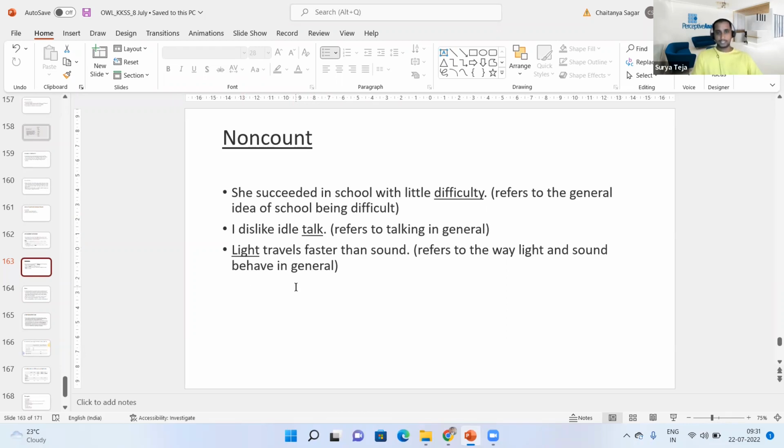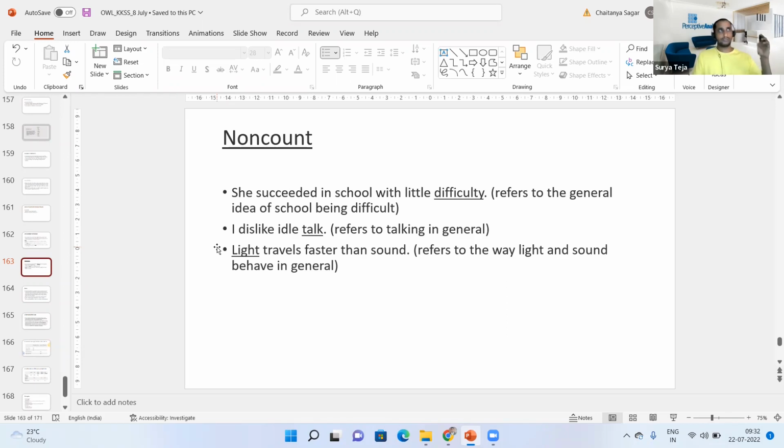And if you see, light travels faster than sound. It is a basic fact, a general fact. We are not talking about anything specific here. So that is the reason why this non-count noun, light, is actually used in two different ways.